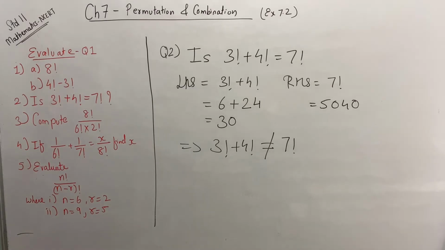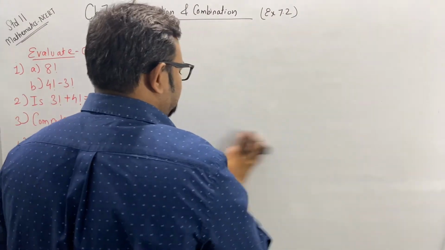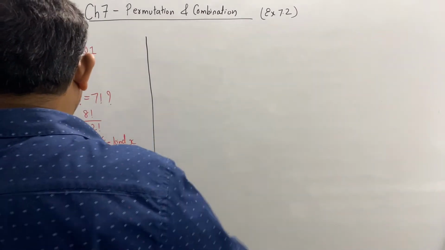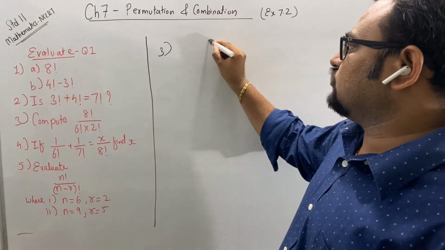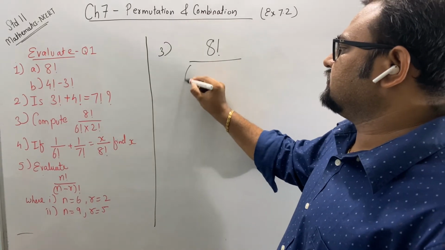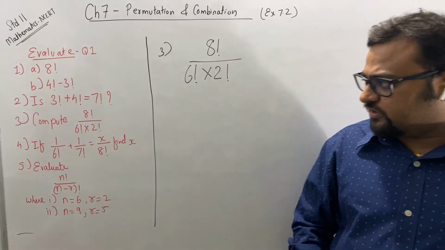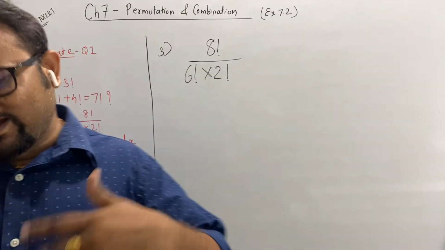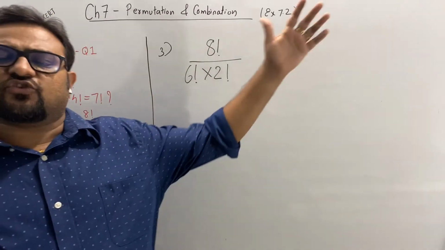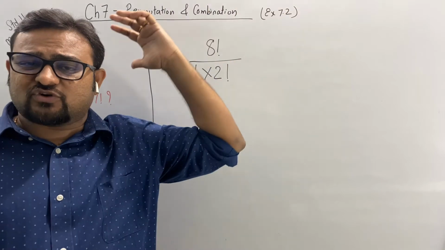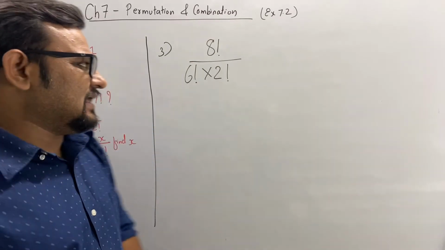Okay, let's move to the next one. Next is question number 3. And what is asked? You have to compute 8 factorial upon 6 factorial into 2 factorial. Now don't make it a lengthy calculation like 8 factorial, 8 into 7 into 6 into 5 into 4 into, right, like 40320. That was the value of 8 factorial. So no need to do that much complex.